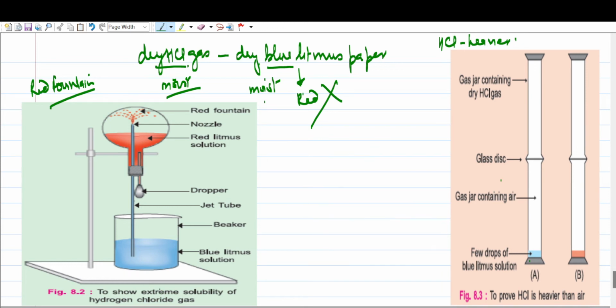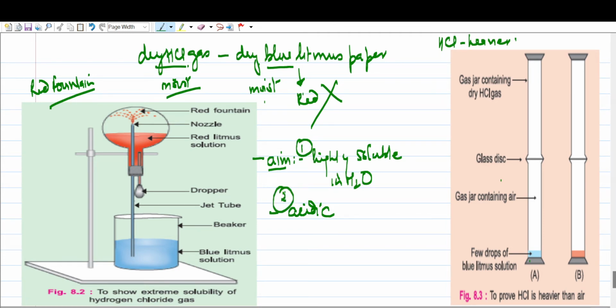So this is the fountain experiment. The aim of the experiment is to prove that the gas is highly soluble in water, and second, that it is an acidic gas, to find out the nature of the gas. So there are two aims of performing this fountain experiment. Now, children, we will do the same experiment with ammonia, and there our fountain will be a blue fountain.